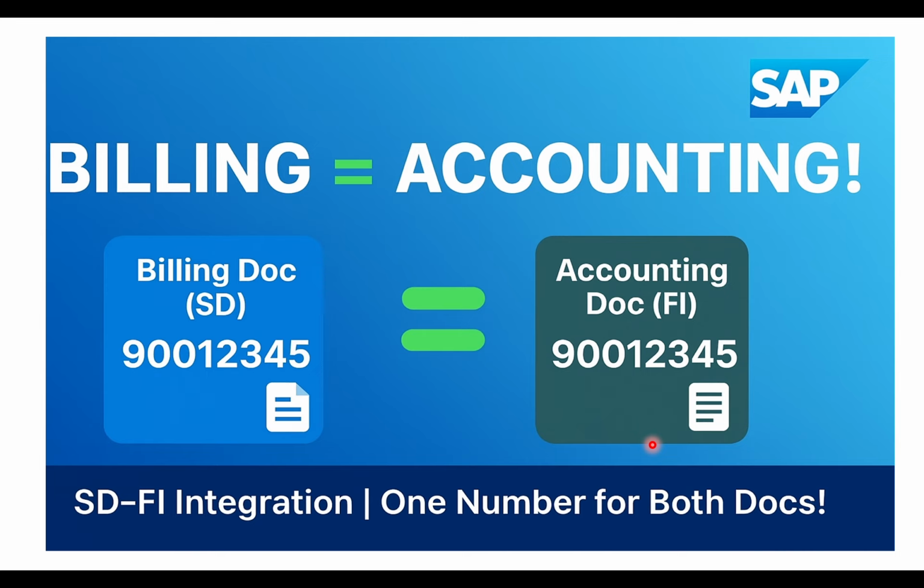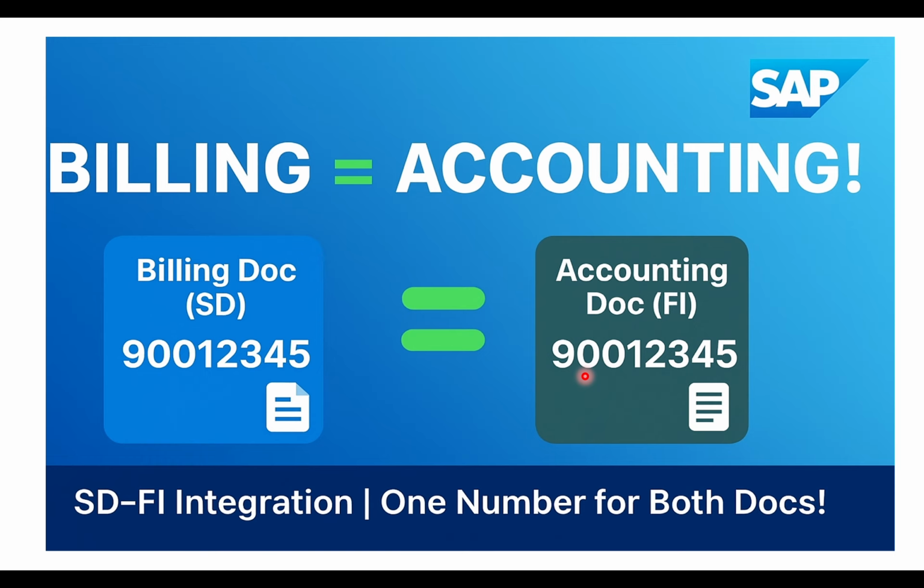So as you know, whenever you are creating the billing document, that billing document will be released to accounting. So there we will get two numbers. One is the billing document number, which will be generated from the SD side, and once the billing document is released to accounting, an accounting document will be created, which belongs to FI. Here the requirement is that both the billing document number and the accounting document number should be the same.